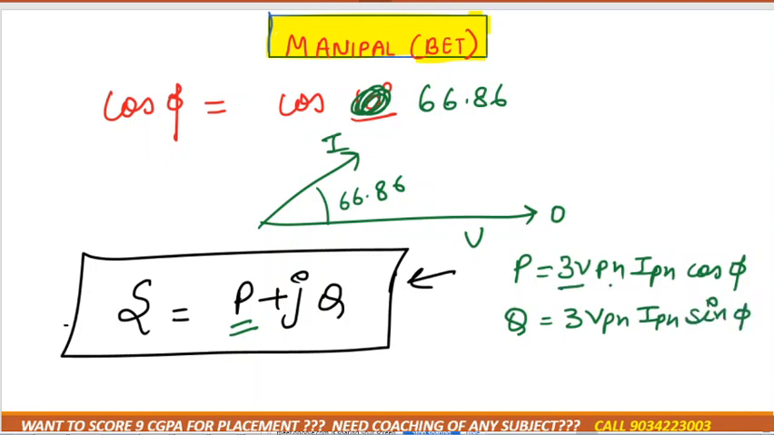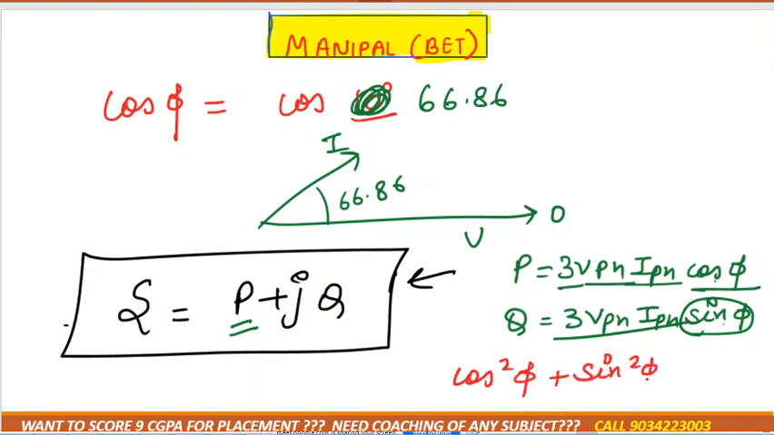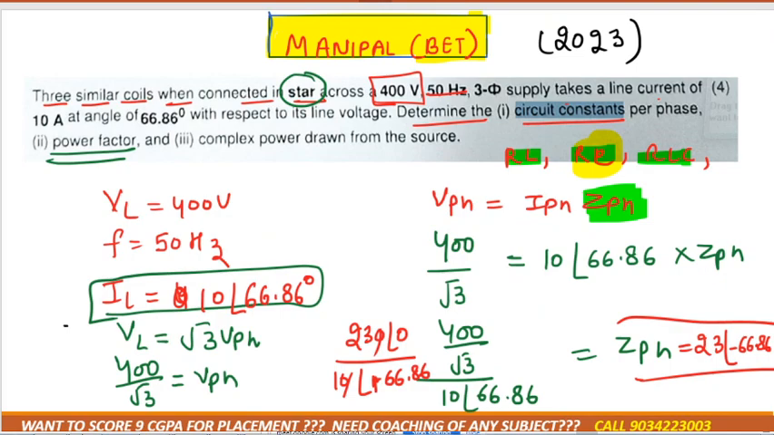So 3 we already know, VPH we already know, IPH we already know, and cos phi we already know. Again 3 VPH IPH we already know. If we know the value of cos phi, can we get the value of sin phi? By the formula cos square phi plus sin square phi is equal to 1. So we can substitute the value, then we'll get the complex power.